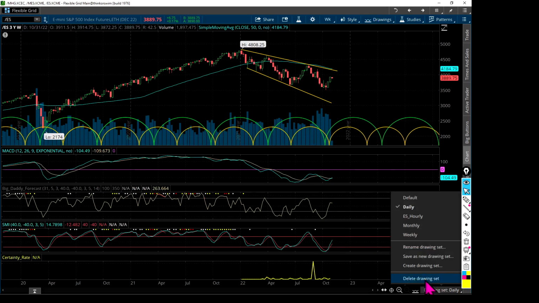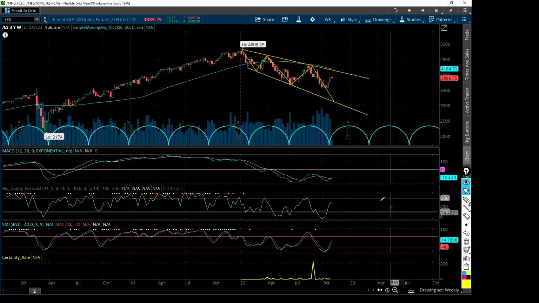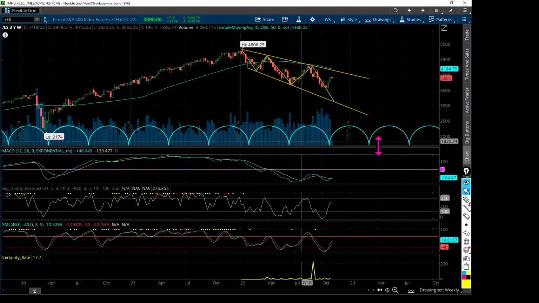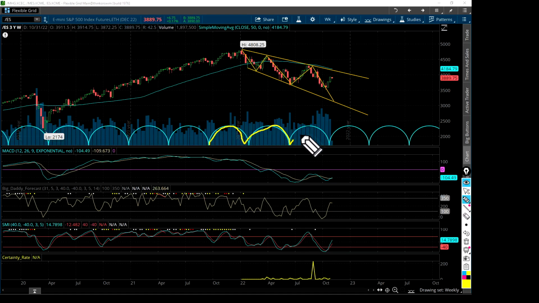I'm going to switch my drawing chart over to the weekly. And I just looked at this the other day and kind of made sure that these cycles made sense. So for those that don't know what cycles are, that's these guys here, okay? So basically elements of time that kind of forecast where the price is going to go. So here's that geometry that we just saw on the daily chart. Here it is on the weekly chart.